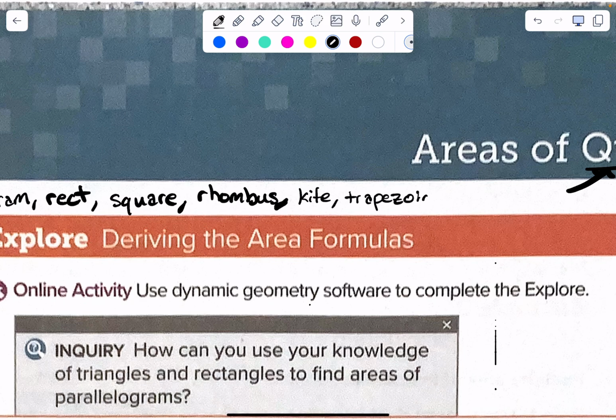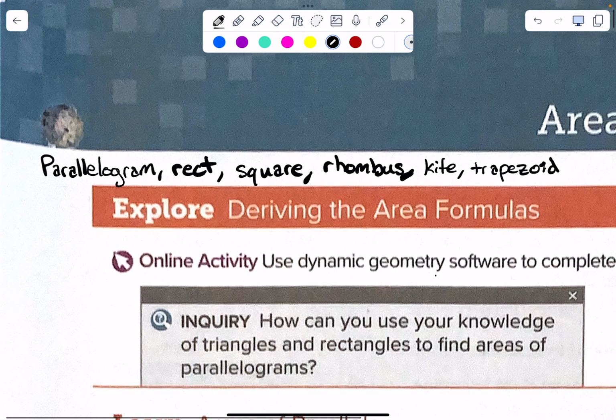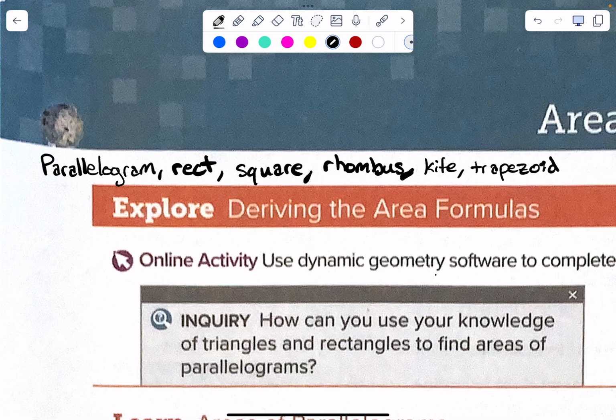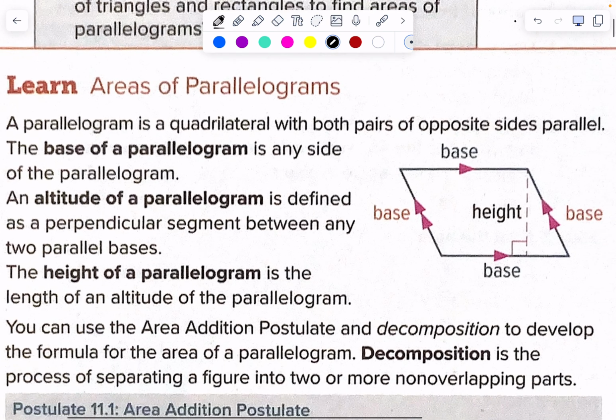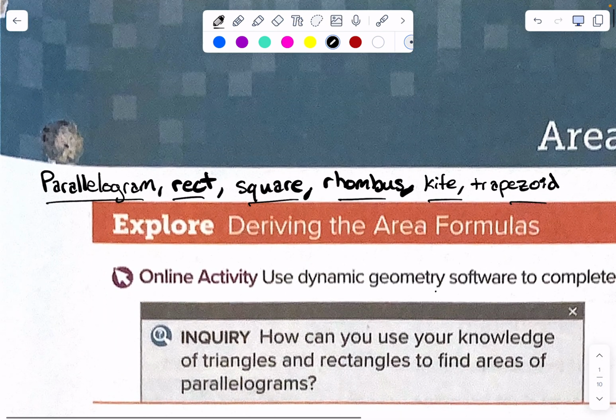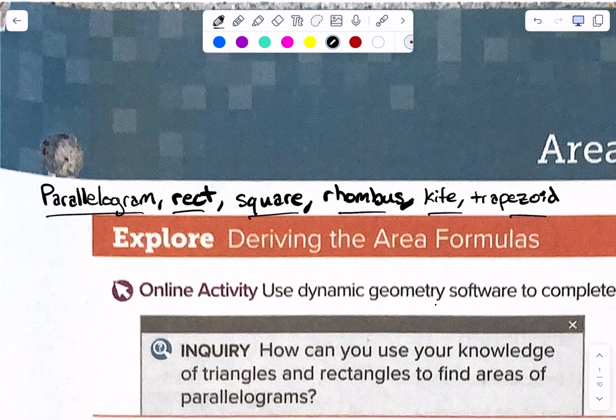Do you guys remember when we did that whole big grid that had six little things on it, right? Those were the six things: parallelogram, rectangle, square, rhombus, kite, trapezoid. Those were all on that sheet. Now we're finding areas of all of those. How do we find area? Parallelogram. All of these are going to be base times height. That's how you find the area of a four-sided figure.